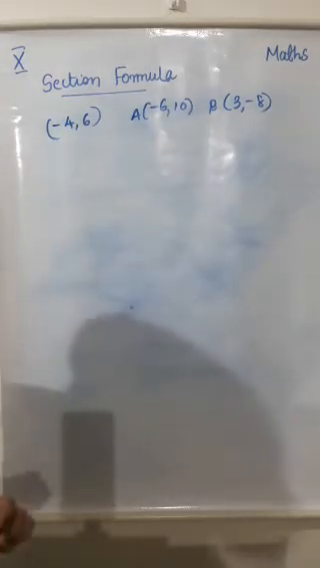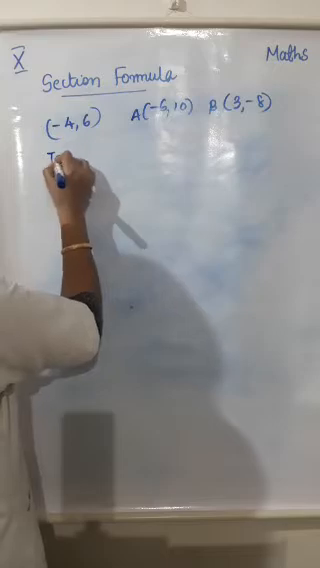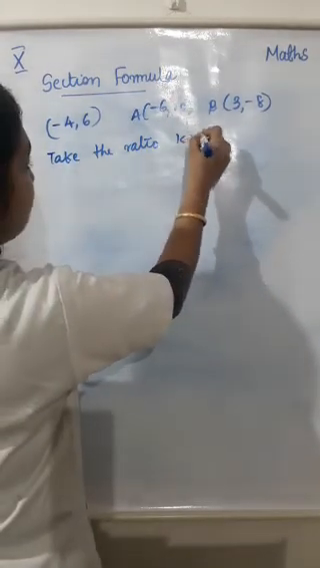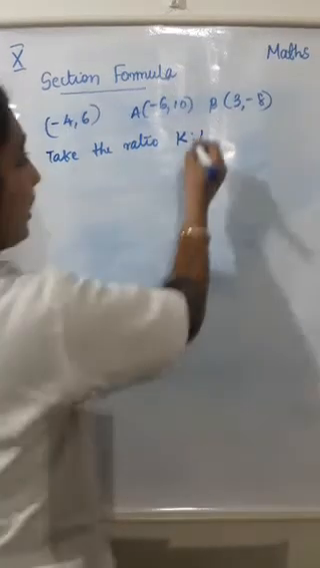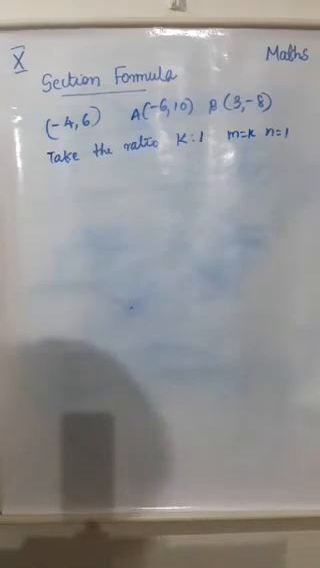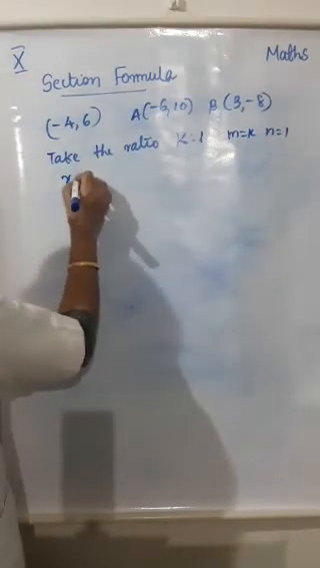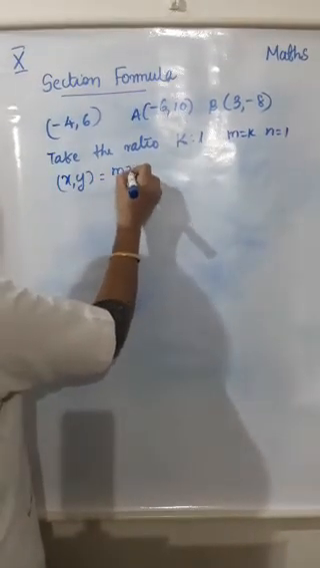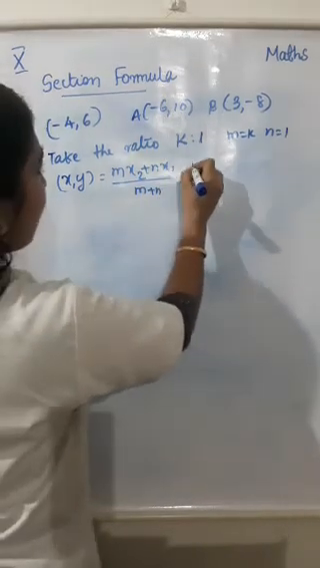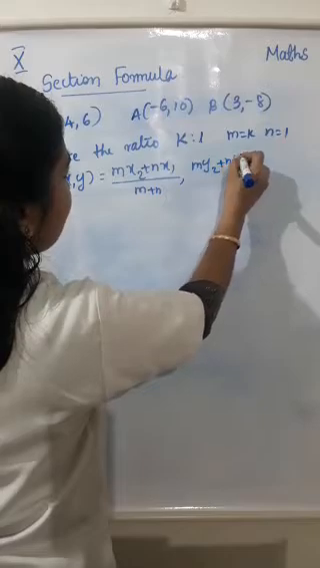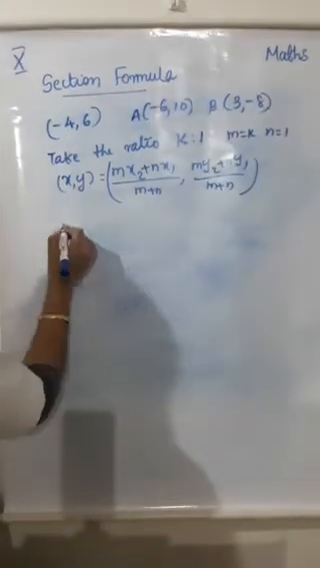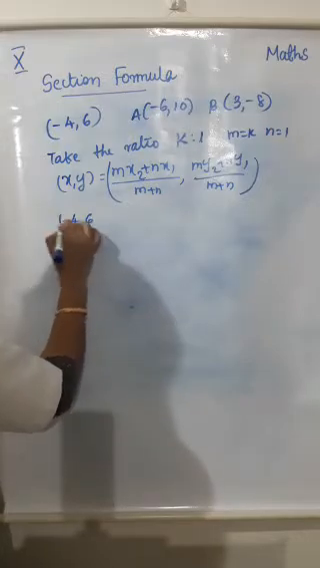So we can take the ratio k:1. Here m is equal to k, n is equal to 1. What is the section formula? (x, y) is equal to (mx2 plus nx1) by (m plus n), (my2 plus ny1) by (m plus n). Here the point (x, y) is (-4, 6).